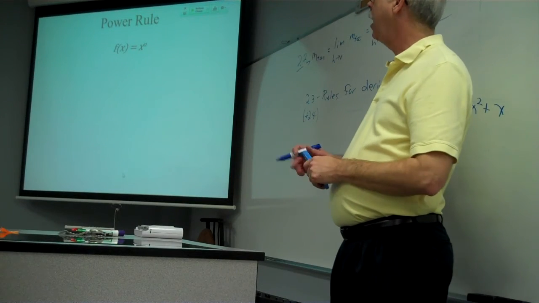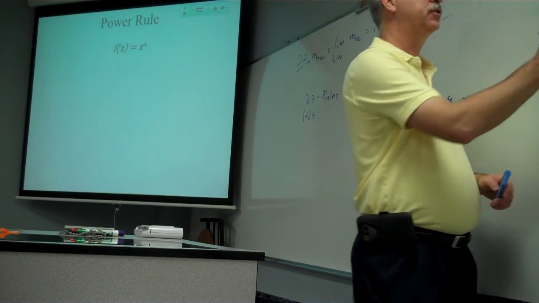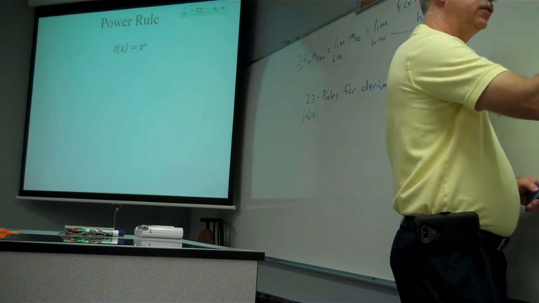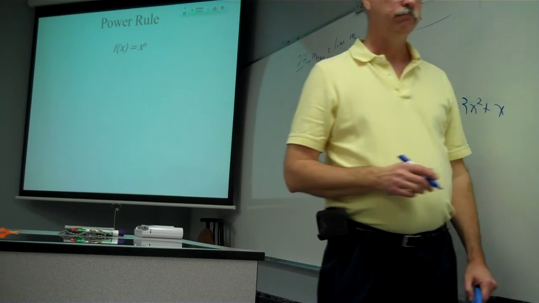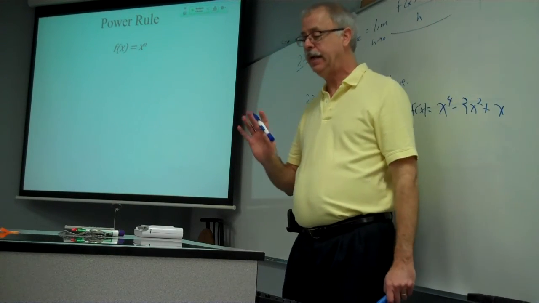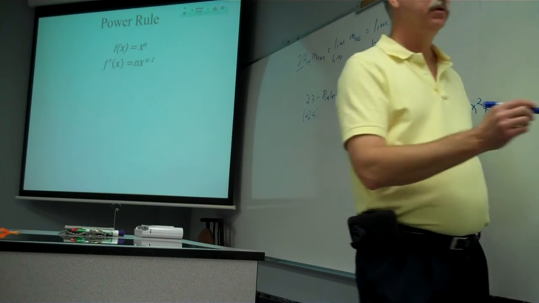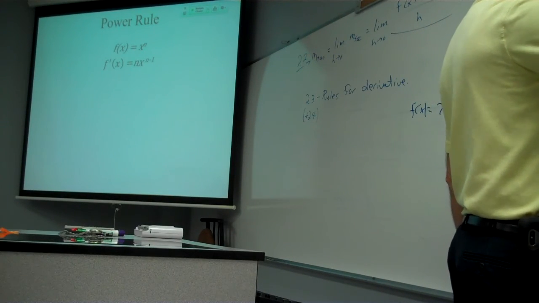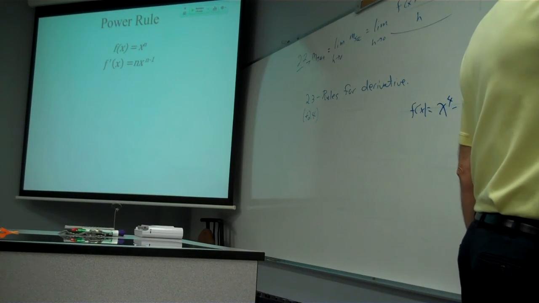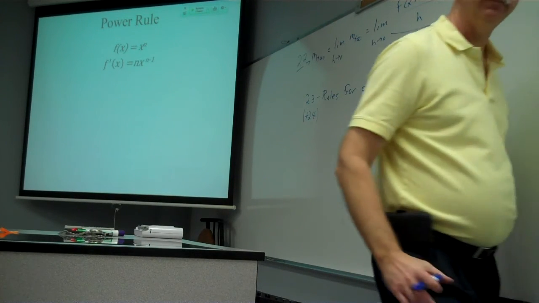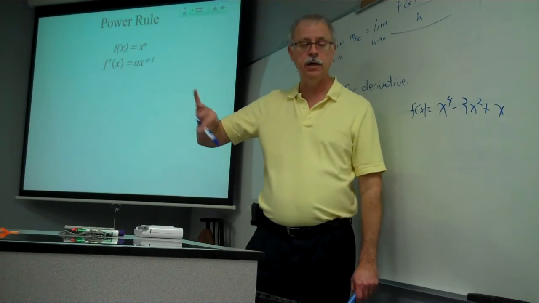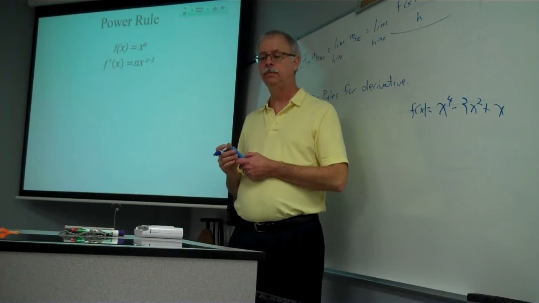The next rule we call the power rule. If f of x is x to some power, and the power doesn't have to be an integer, doesn't have to be positive, the derivative is the power times x to the power minus 1. We bring the power down and we decrease the power by 1.